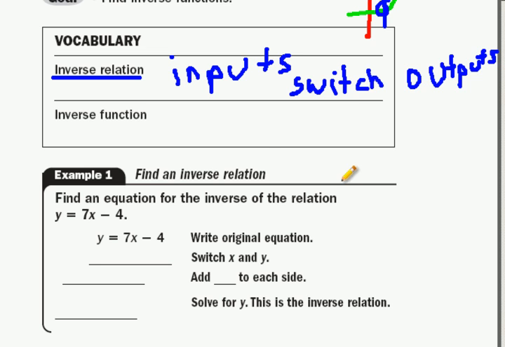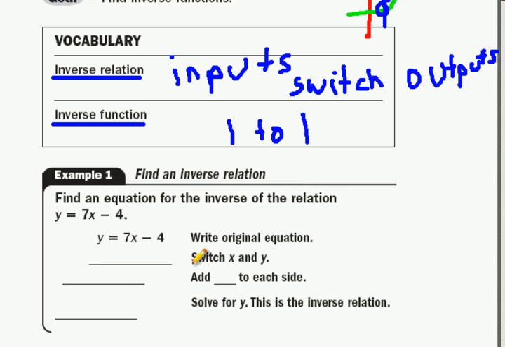Okay? And if it's an inverse function, that would mean that the function and the new function created when you switch the inputs and outputs, both of them would pass a vertical line test. Some people like to call that one-to-one. We'll talk about that in a little bit.